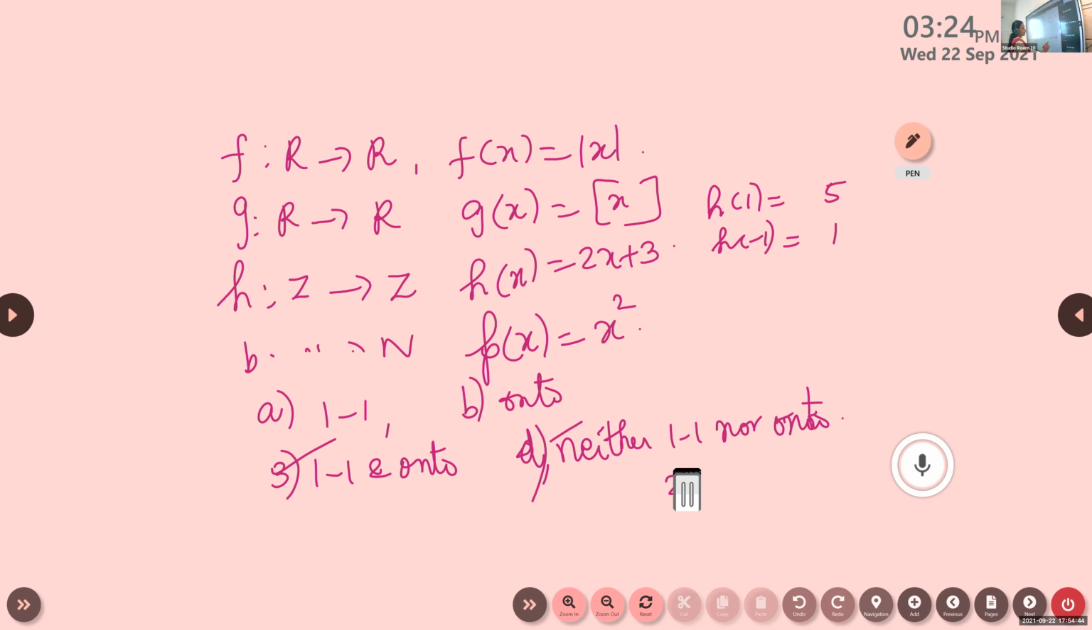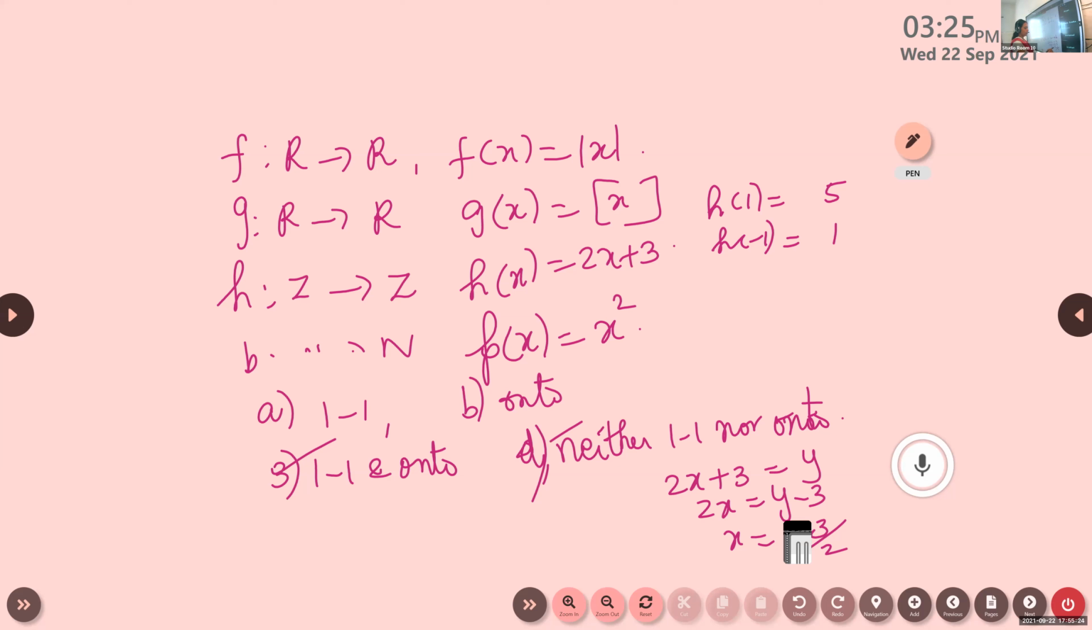How will you check if it is onto? 2x plus 3 is equal to y. So 2x is equal to y minus 3. Therefore x is equal to y minus 3 by 2. So when you assign some values for y, what will you get? Yes, Dia, what is your answer? Srihari, it will be 1-1.